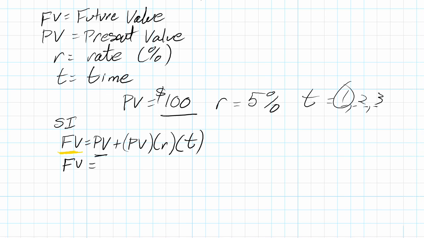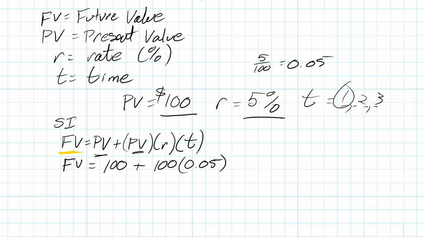PV, that's our present value. Well, we have $100, okay? We're going to add 100, which is, again, our PV, times our rate, 5%. We calculate by making this a decimal by putting it over 100 and then just dividing. So we get 0.05. Okay, so times 0.05. And time, we said, will be 1 year.